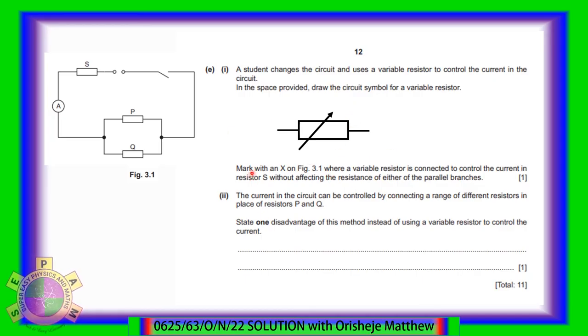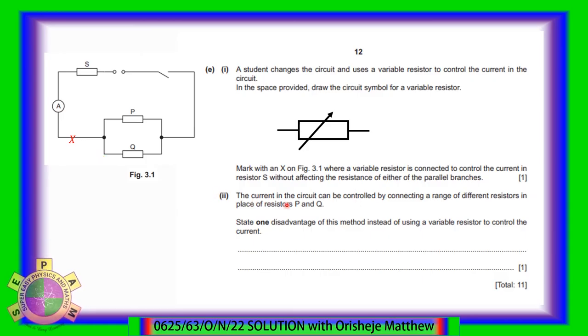Now, mark S on figure 3.1, this mark X, where a variable resistor is connected to control the current in X. So if you look at it, S is connected in series. To get a variable resistor, all we need to do is put it in any position on this line. It can be here, it can be here, it can be here. So anywhere, we just mark our S, let's put it there.